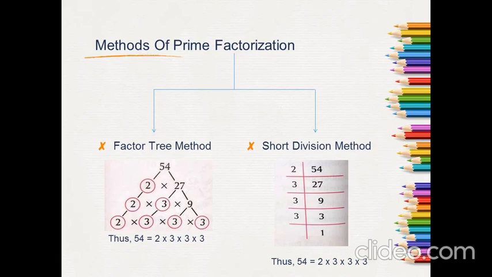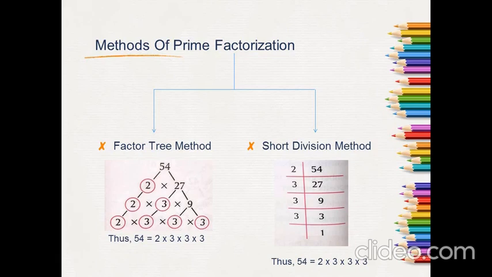Now 27 is a composite number. It's not a prime number. So again we have to find the factors of 27. Now it's the turn of the next prime number, and that is 3. So now we can write 3 into 9 for 27. Then again 9 is a composite number. So we can write it as the product of two prime numbers, that is 3 into 3. So finally we will get all the prime factors of 54. These are 2 into 3 into 3 into 3.